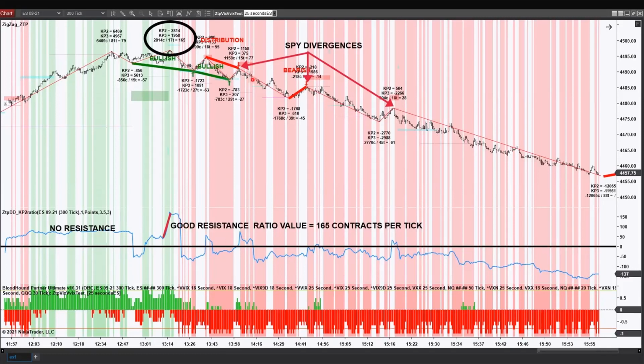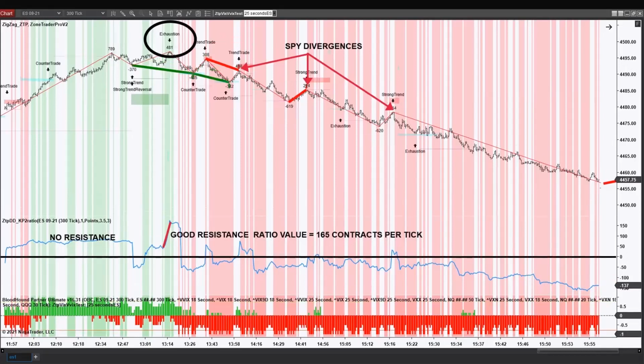Now, you also notice that we have two ES divergences right here. And you'll notice that I noted that we had SPY divergences at these three locations here. There's also, when I talk about these ratios, I've done several videos, and there's basically a tutorial on this that is on the website. Now we're going to put everything together.